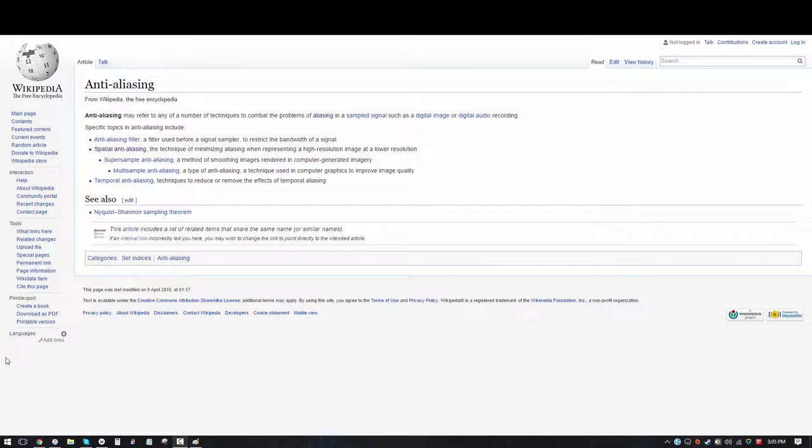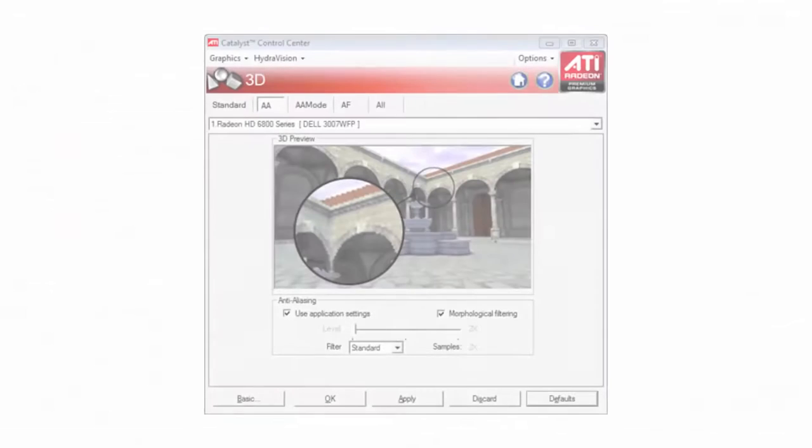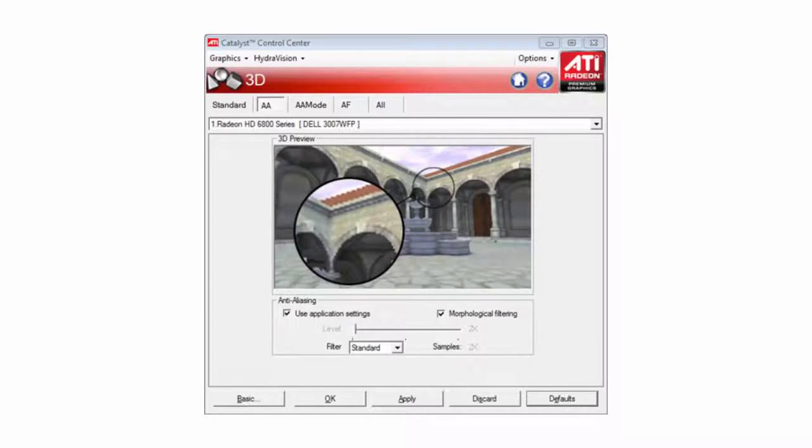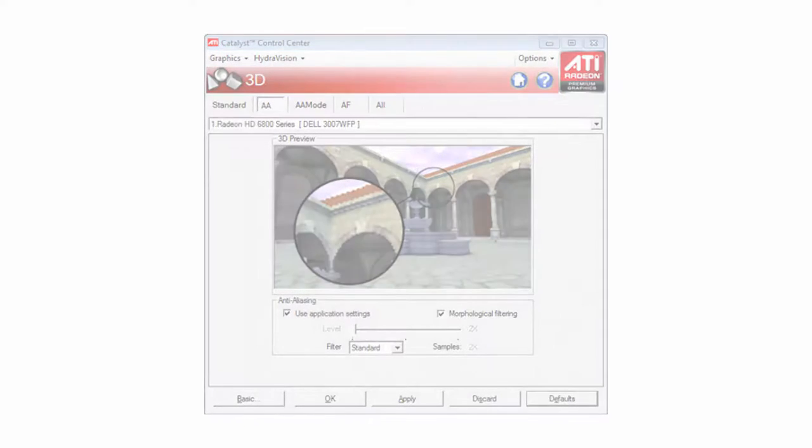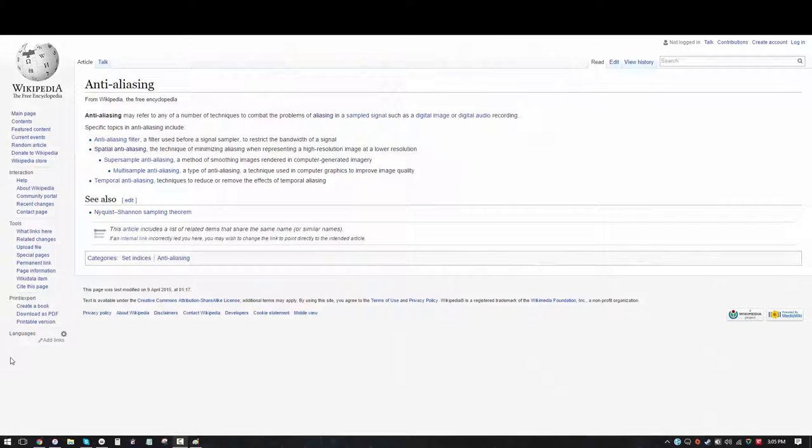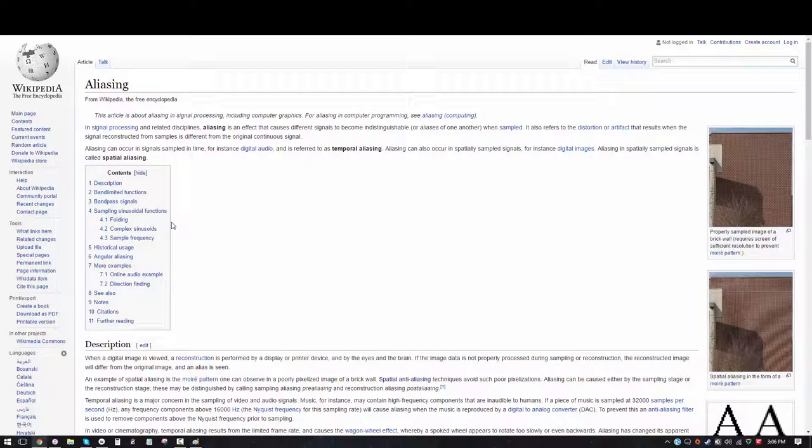Almost every gamer and editor has heard about anti-aliasing, but what does it actually mean and why is it necessary? In order to understand why we need anti-aliasing, it is important to know what aliasing actually means. First of all, aliasing is a broad term and is not only related to computer graphics.